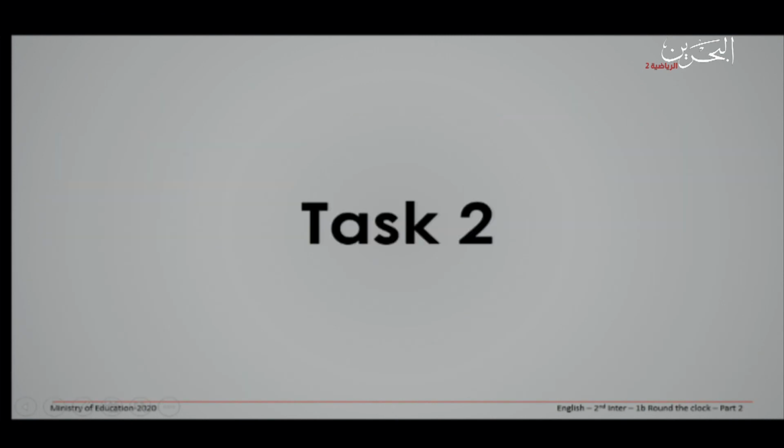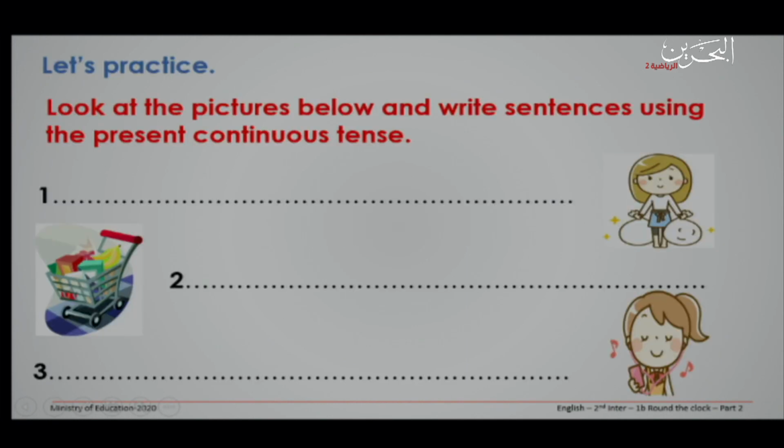Hopefully we are ready for task 2 now. For practice, look at the pictures below and write sentences using the present continuous tense. For each picture, you will have 1 minute, that is a total of 3 minutes. Good luck.